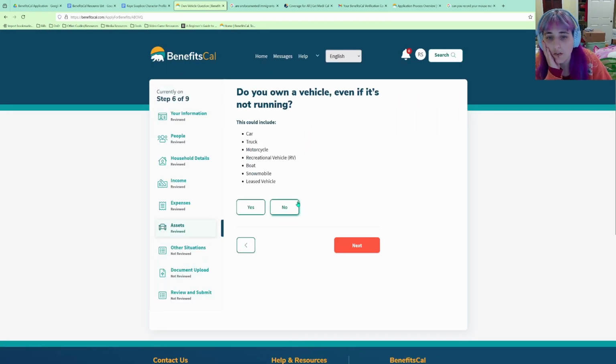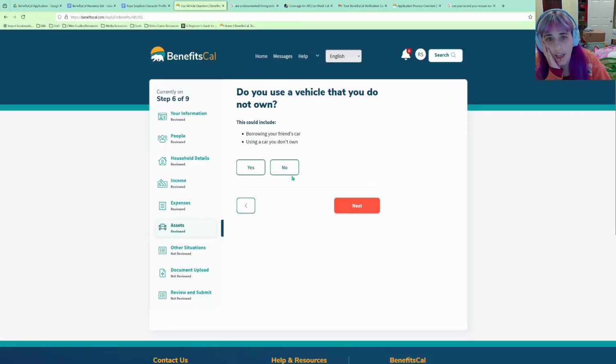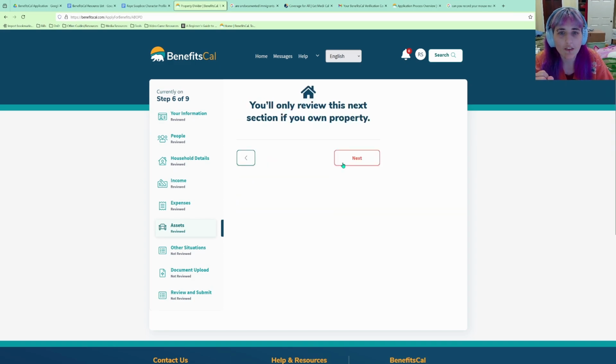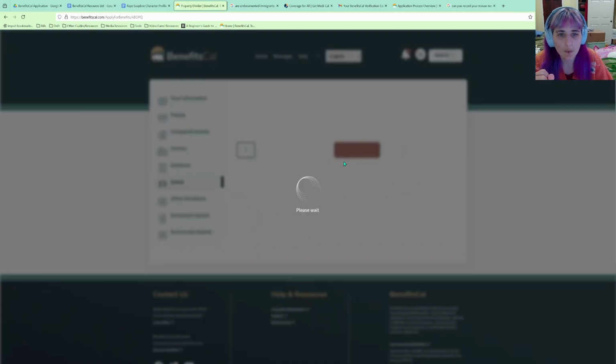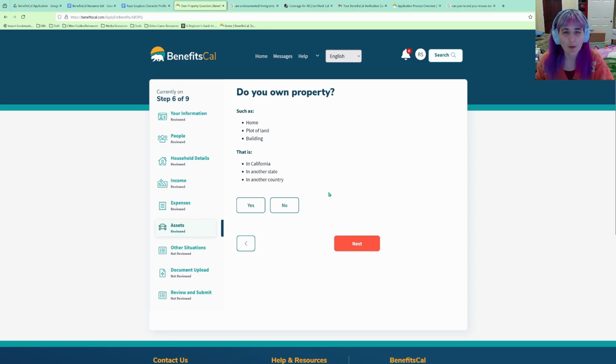In my case though, let's say I don't own a vehicle and you use a vehicle that you don't own. I don't believe it counts against you, again, for Medi-Cal and CalFresh if it's not yours. We'll say no. You'll only review this next section if you own property. Okay, do you own property? In this case, I'm going to say no. In your case, if you own property, they'll ask you some more questions.